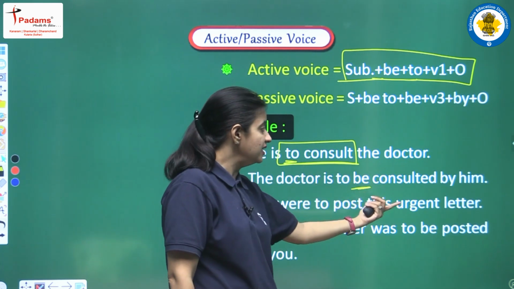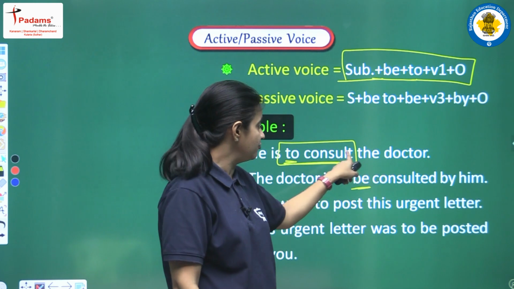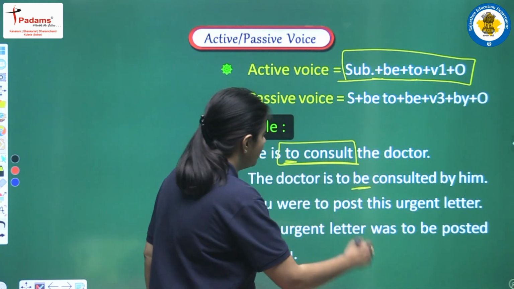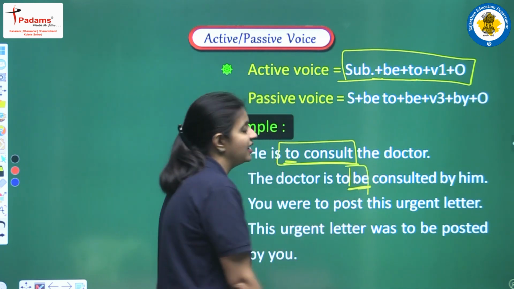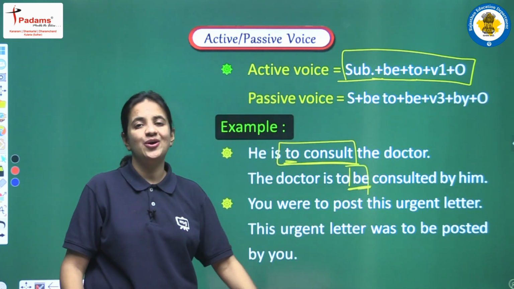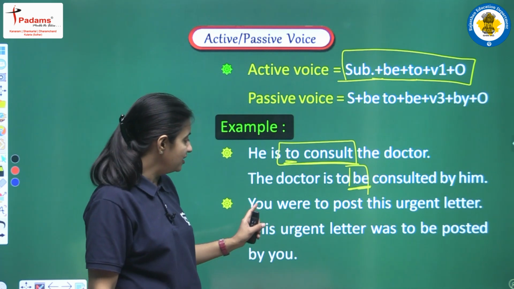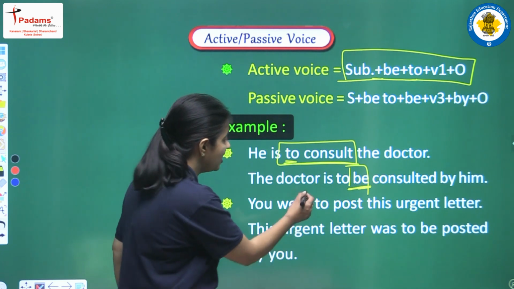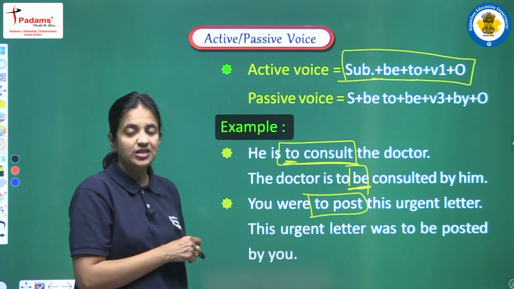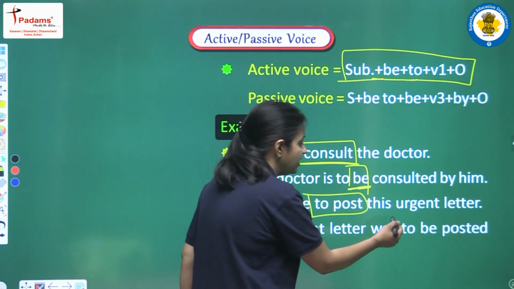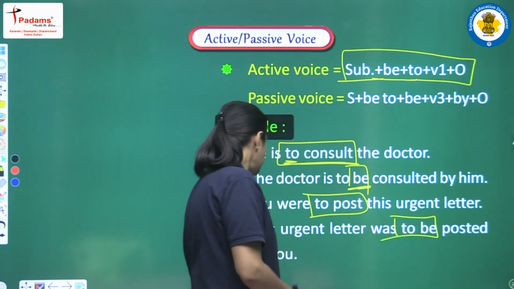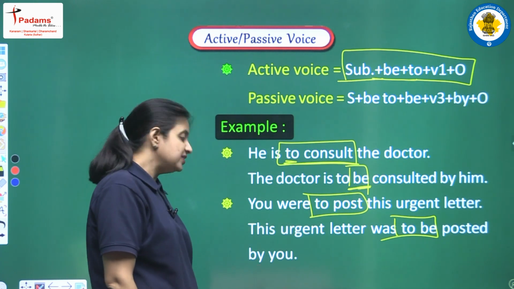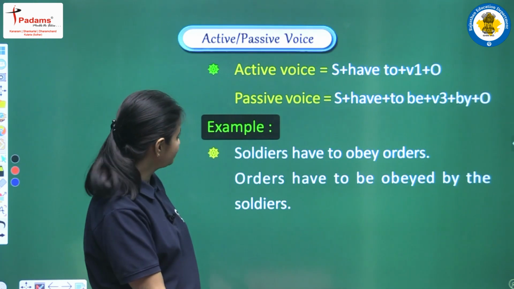So active voice is he is to consult the doctor and the passive voice will be the doctor is to be consulted by him. Okay, हम थर्ड फॉर्म कर रहे हैं. कंसल्ट को हमने कंसल्टेड कर दिया, थर्ड फॉर्म हमने कर दी और हमने टू के साथ में बी ऐड करा है. This is the change that we have to do. One more example, you were to post this urgent letter. Again we are having to plus first form in the active voice. So in the passive voice we have to write to plus be. Okay, so passive voice will be this urgent letter was to be posted by you.